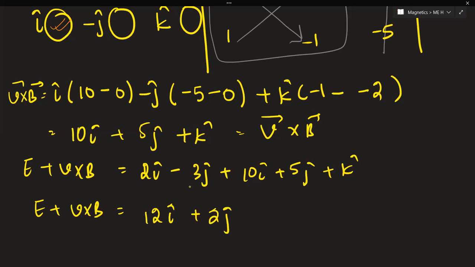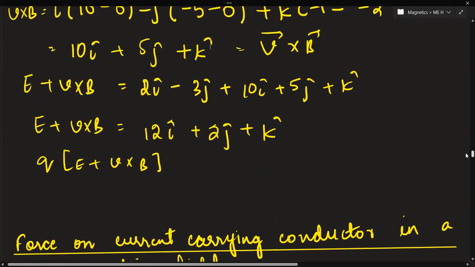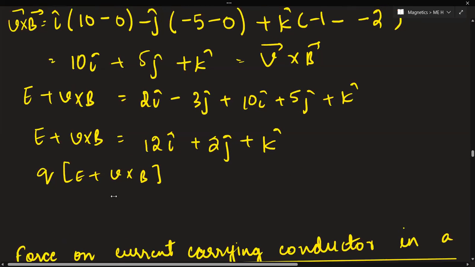K cap is not here, only K cap is there. So plus K cap. What was the last step? Q multiplied by this, E plus V cross B. So charge is 2 coulombs. If charge is 2 coulombs, then you just have to multiply this by 2.